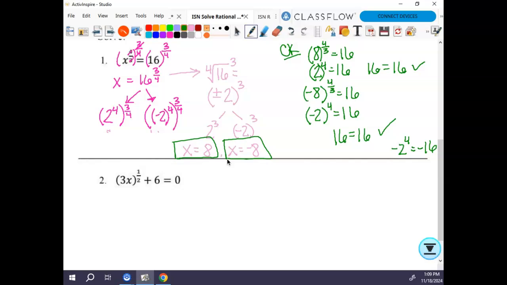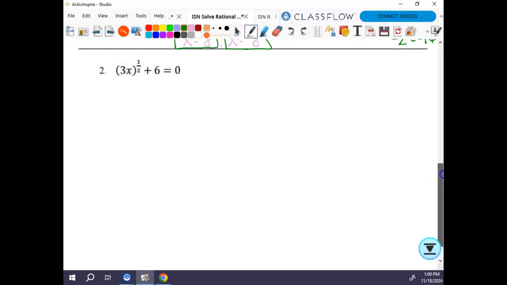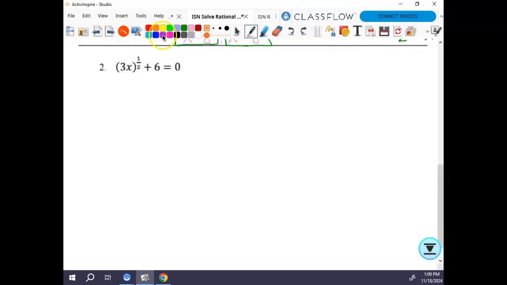Okay. What questions do you have? All right. I would not skip any steps on this stuff because it's easy to kind of think of things backwards sometimes, I think, even if it seems simple. All right, so step 1, remember, is to isolate the term. So I've got to isolate this term, which means I'm going to subtract 6 from both sides. So I'm going to get 3x to the 1/2 power equals negative 6.